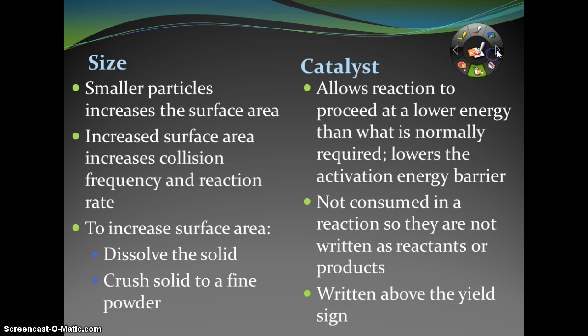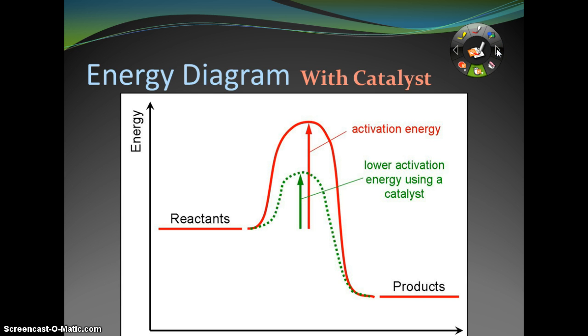So here's an energy diagram. The red line is the regular reaction by itself. And then here with this dotted green line, you can see that we've added the catalyst. So you've lowered the activation energy. Therefore, less energy has to go into the reaction to make it go.